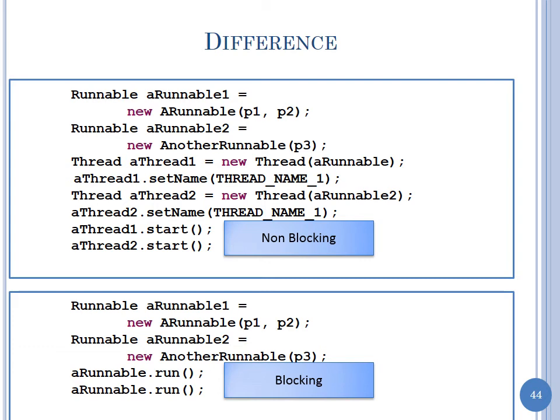It executes the run methods asynchronously. In the second case, we have only one thread, and it goes and executes the first method, waits for it synchronously, and then when it returns, executes the second method. Okay?